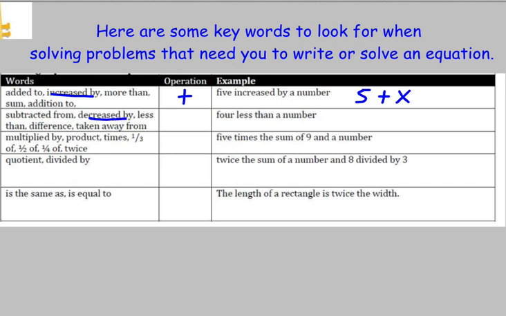Subtracted, decreased by, less than, difference, taken away. This is subtraction. This is where you have to be careful. It's 4 less than a number. So you're basically taking 4 away from that number, so you have to start out with the number first. This is x minus 4. Pretend this was 10 for a minute, and I said 4 less than 10, you would definitely come up with 6, and that's 10 minus 4. So that's kind of one way to look at it.